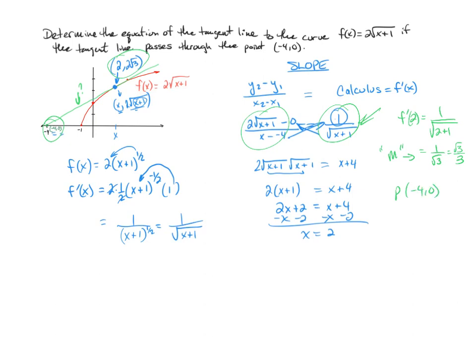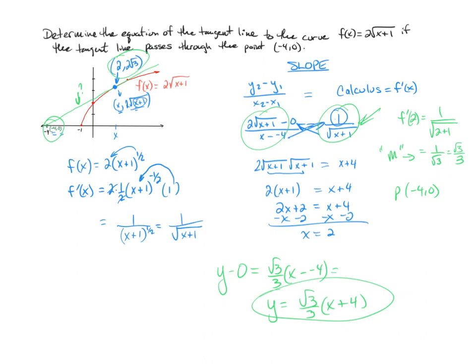negative 4 comma 0, so we can use point slope form. y minus the y value equals m, which is the slope, root 3 over 3, x minus the x value, and maybe just clean that up to be y equals root 3 over 3 times the quantity x plus 4. And there's the equation of that tangent line. All right, there you go. Great example of calculus helping us out to determine something that seems really daunting at the outset.